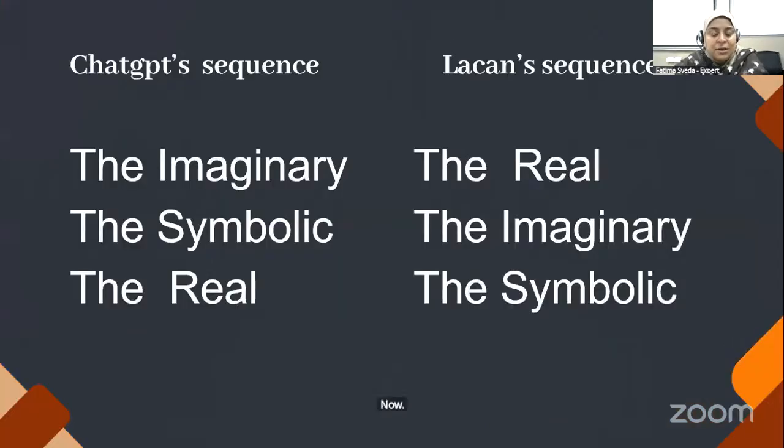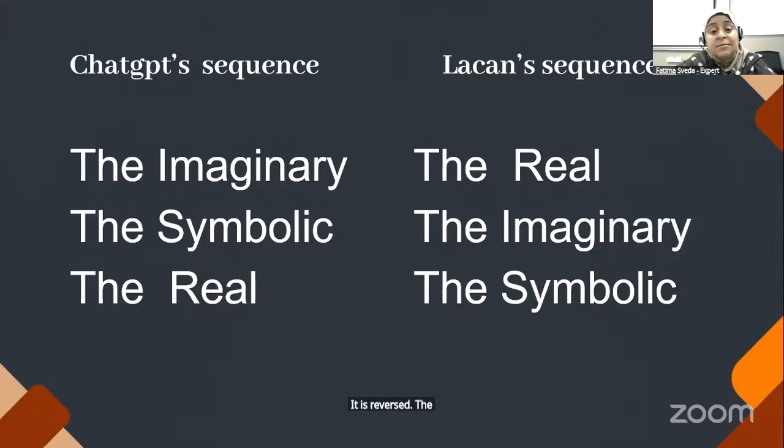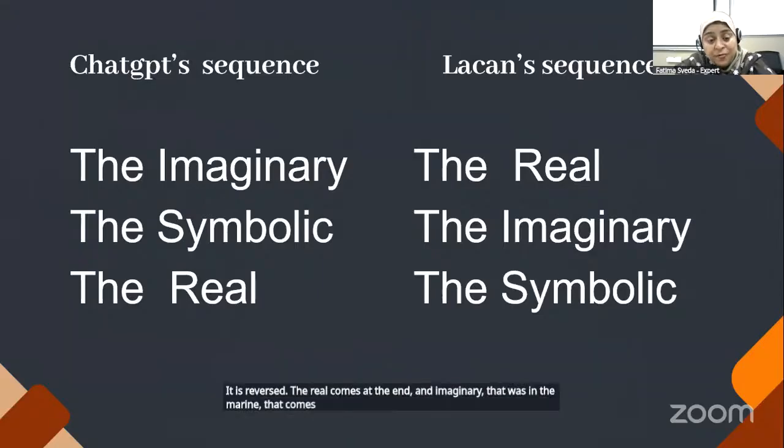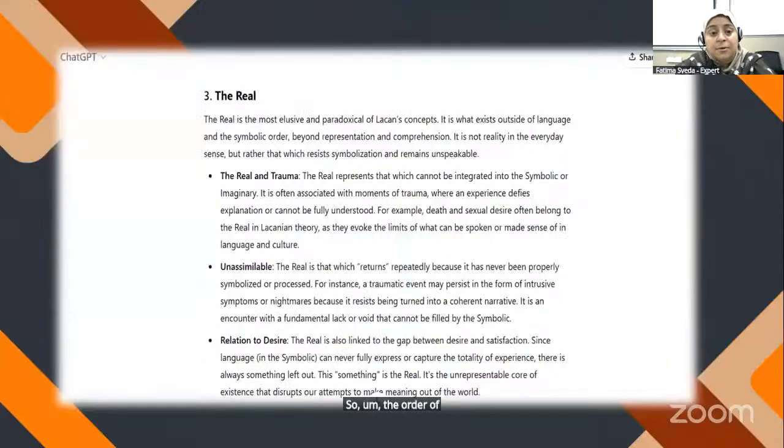Now, if we seek help from ChatGPT, for instance, that is the most commonly used artificial tool. For the imaginary, the symbolic, and the real, we can see the whole sequence of the ideas that were there in Lacan's essay. It is reversed. The real comes at the end, and the imaginary that was in the middle comes to the fore. So the order of importance is disturbed over here.